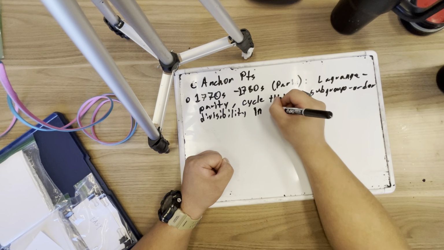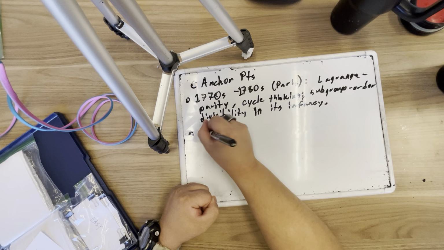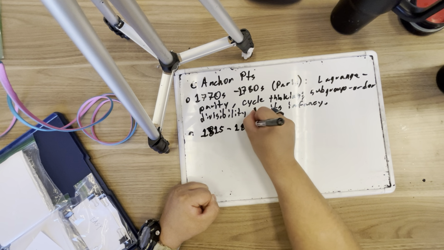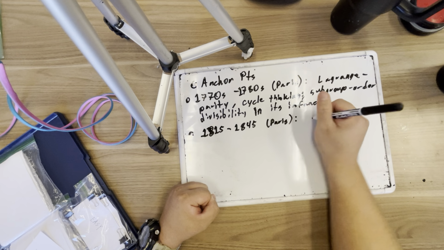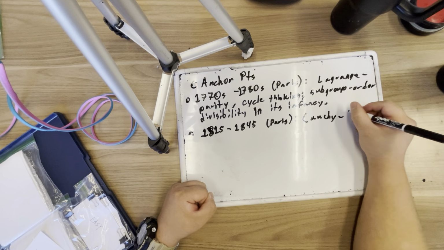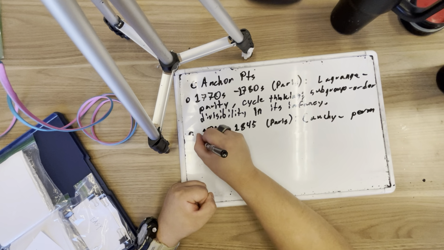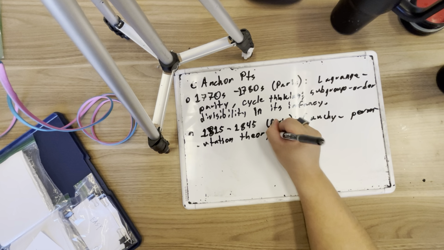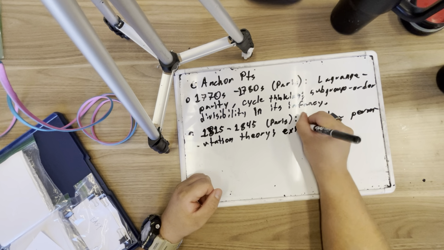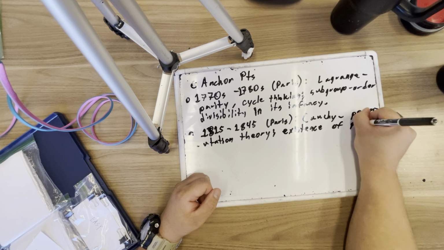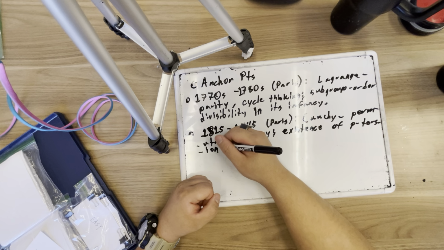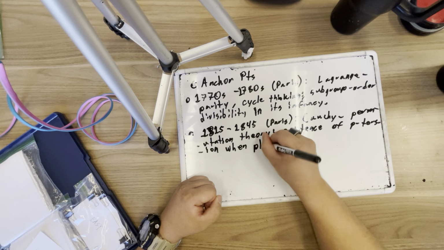And from roughly 1815 to 1845 in Paris, Cauchy develops permutation theory and introduces the existence of p-torsion when p divides |G|, the order of G.